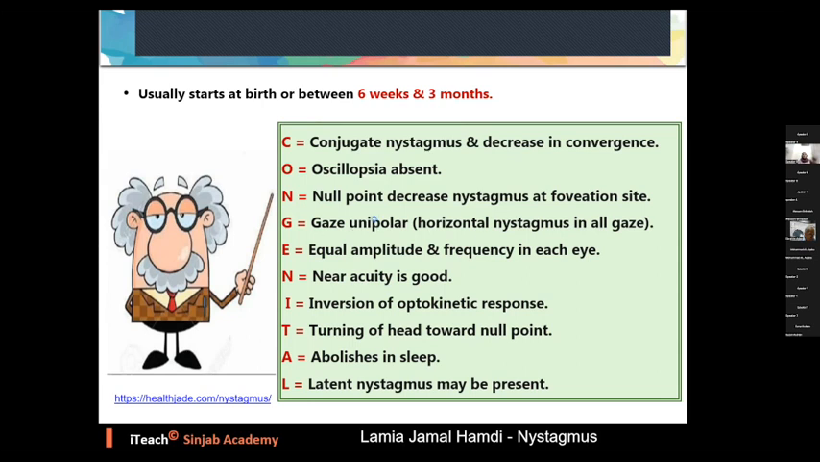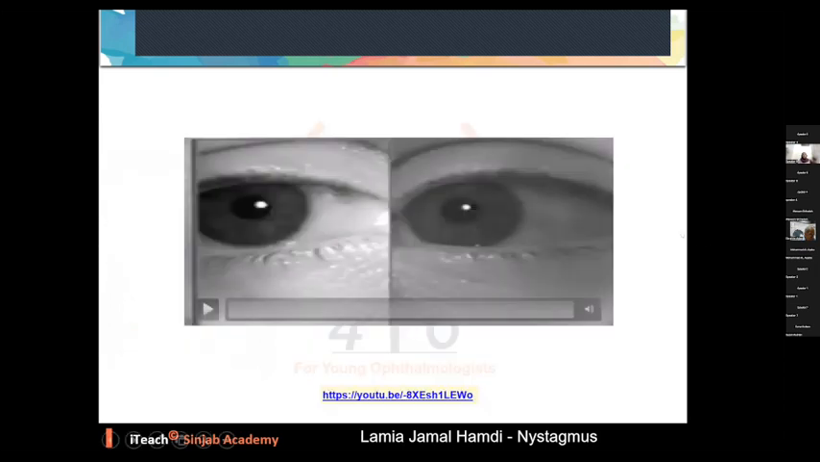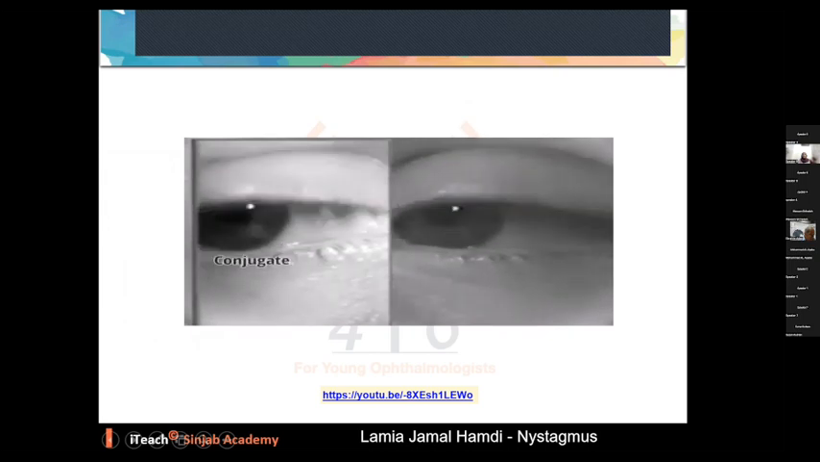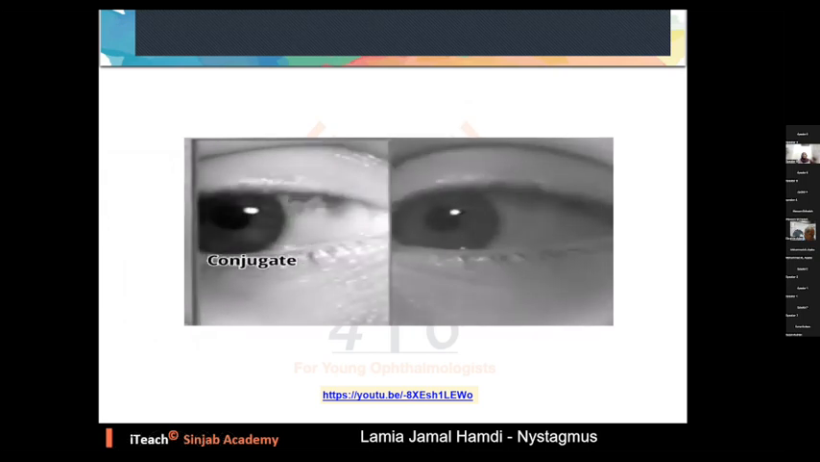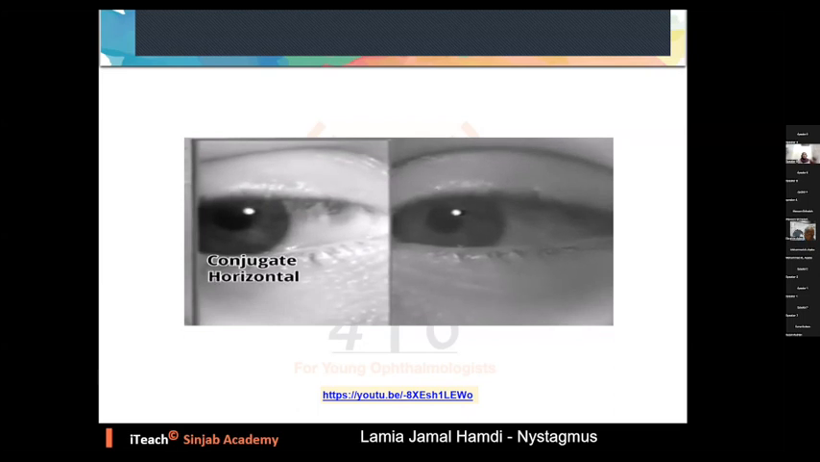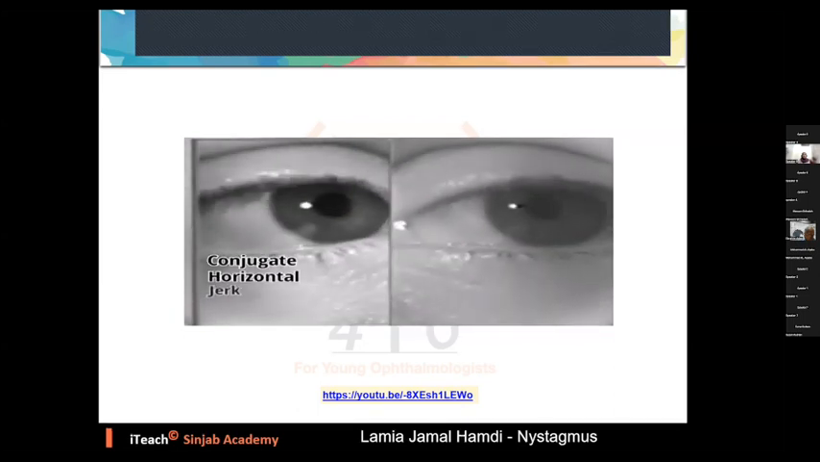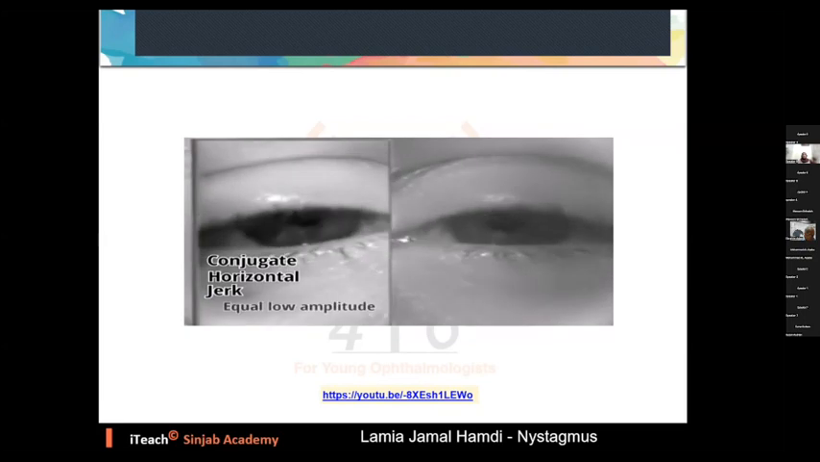This video shows the congenital infantile nystagmus. I add the description to the video. So it is conjugate, horizontal, with low amplitude in both eyes, horizontal, and unipolar in all gazes. To the right, left, up, or down, it is horizontal.